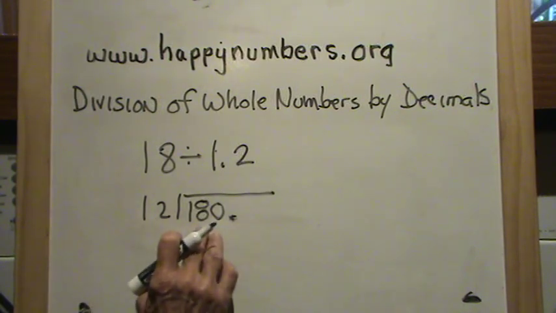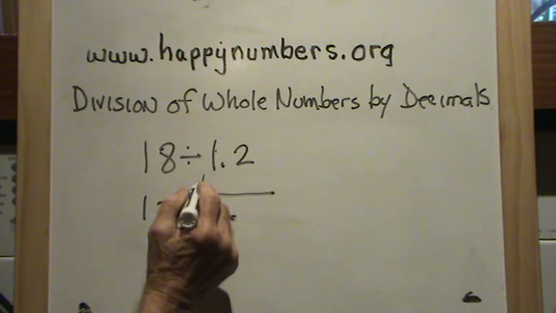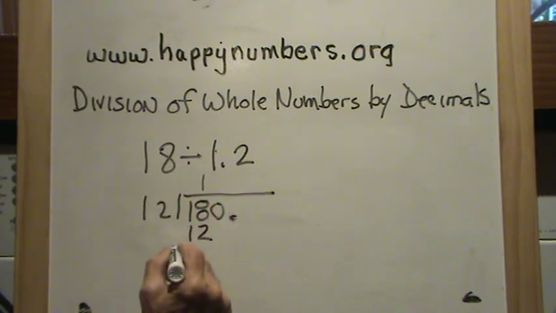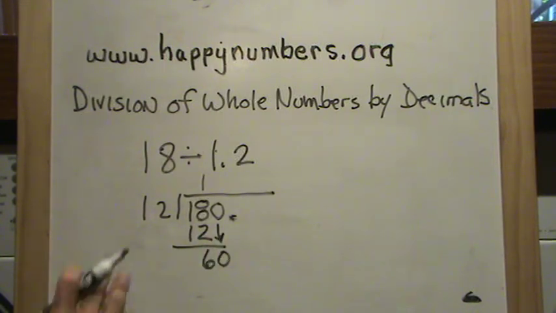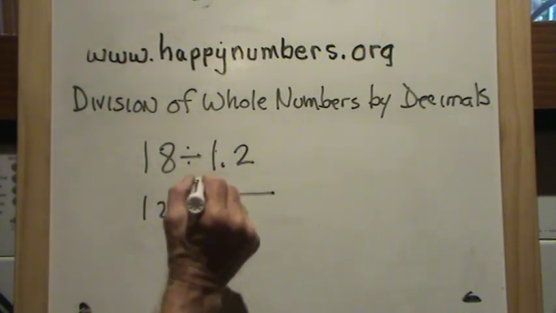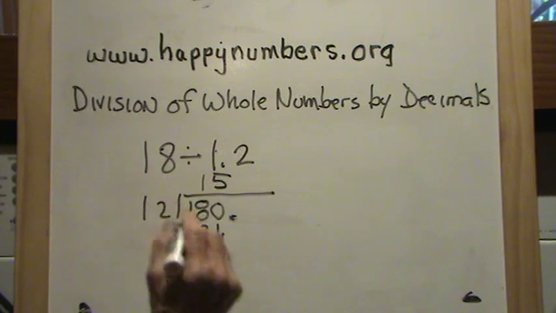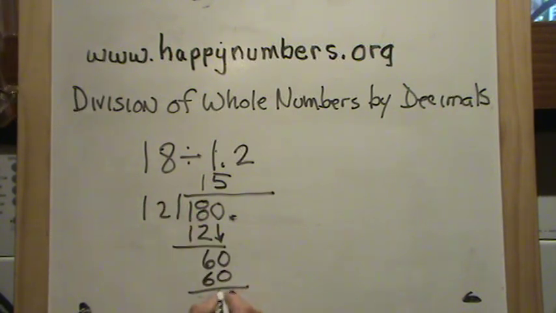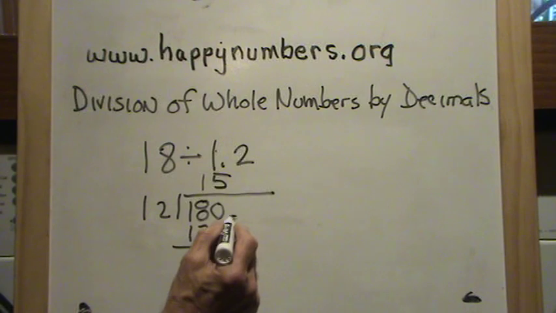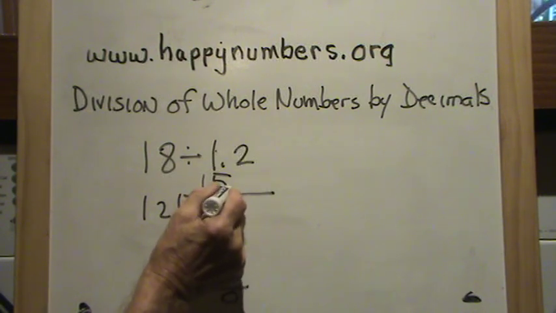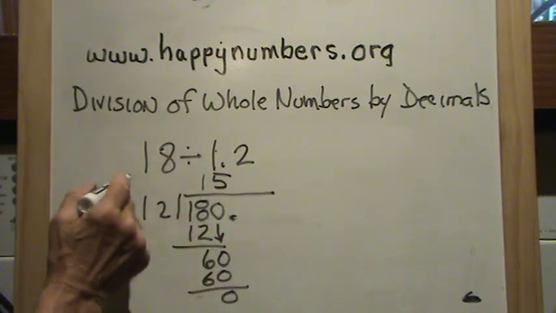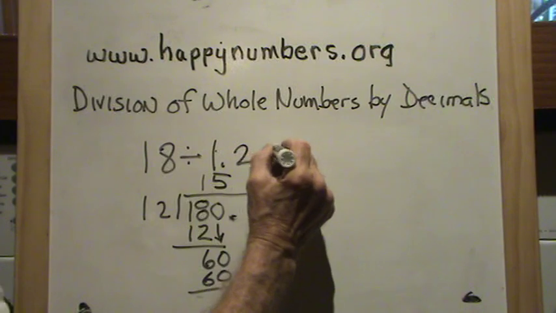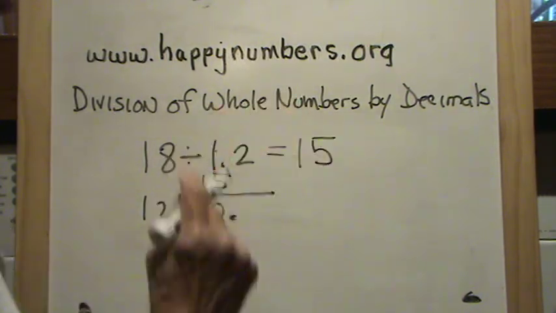12 goes into 18 1 time. 1 times 12 is 12. We subtract and we get 6 and we bring down the 0. And 12 goes into 60, I happen to know this, 5 times. 5 times 12 is 60. I subtract and I get 0. Nothing to bring down. So my decimal point is here. I don't put my decimal point up here because this is a whole number. So the answer, 18 divided by 1 2/10, is equal to the whole number 15.